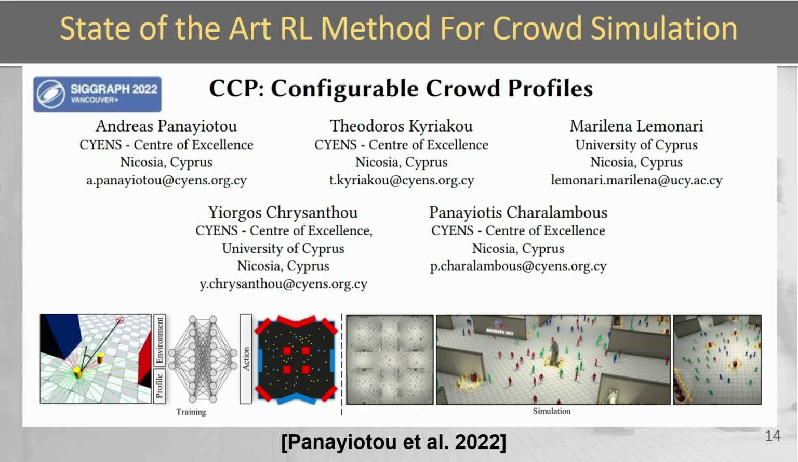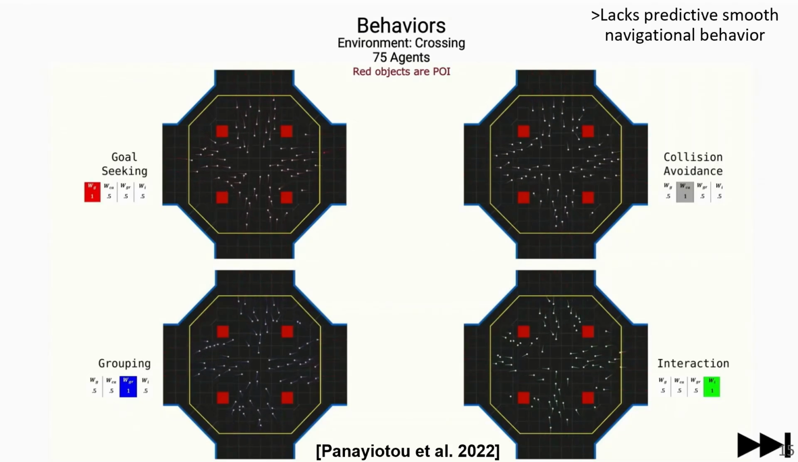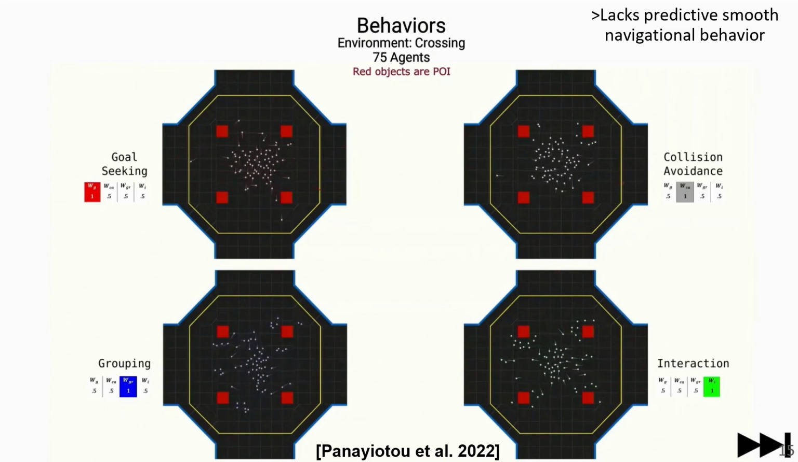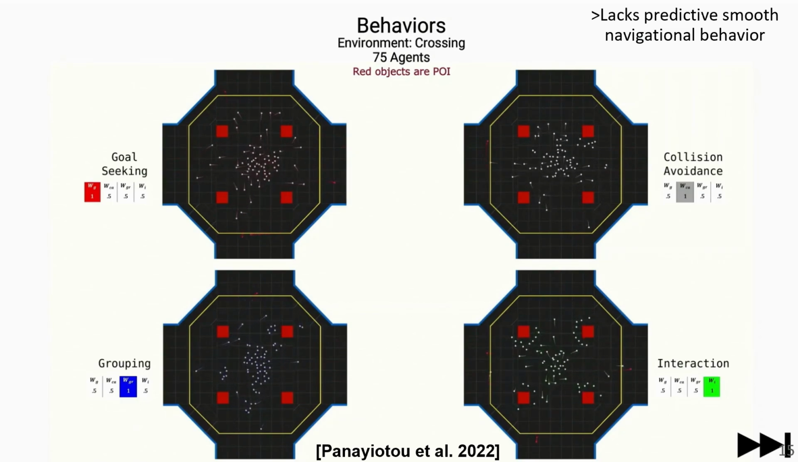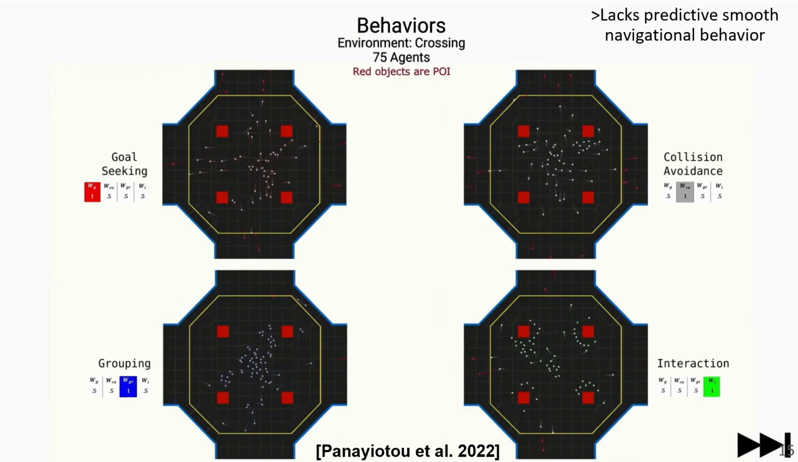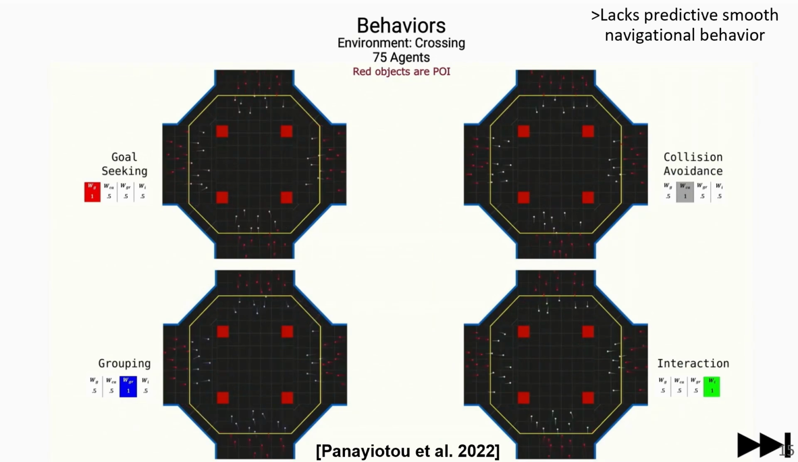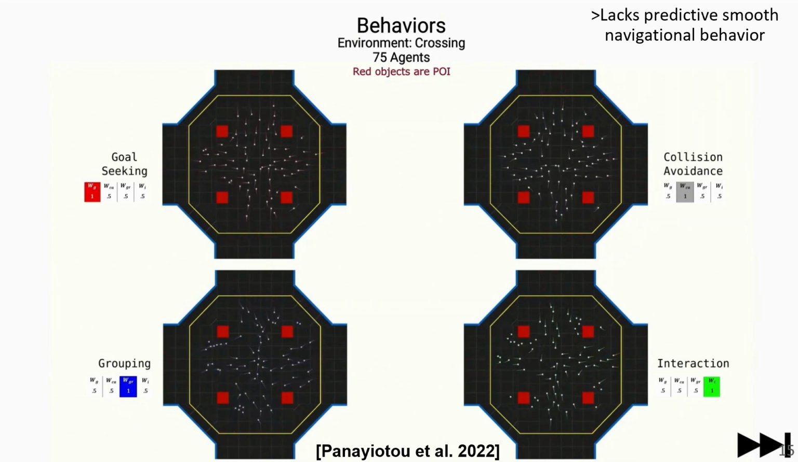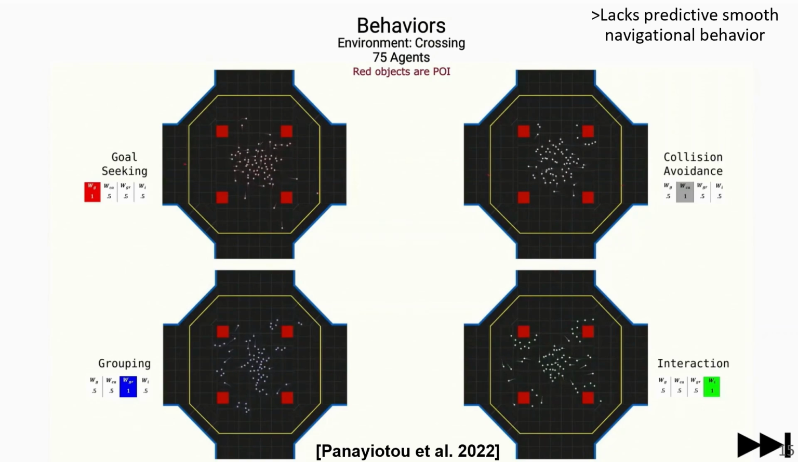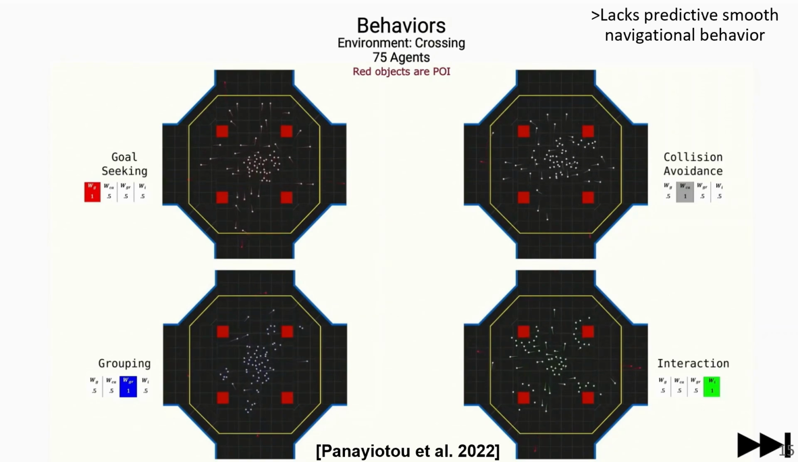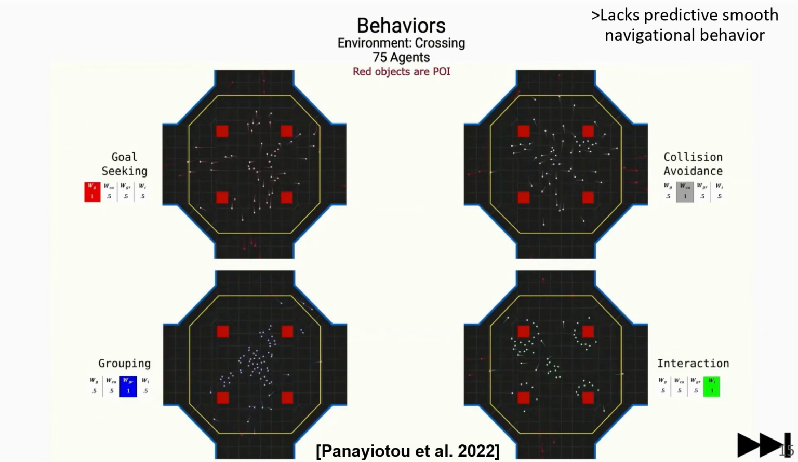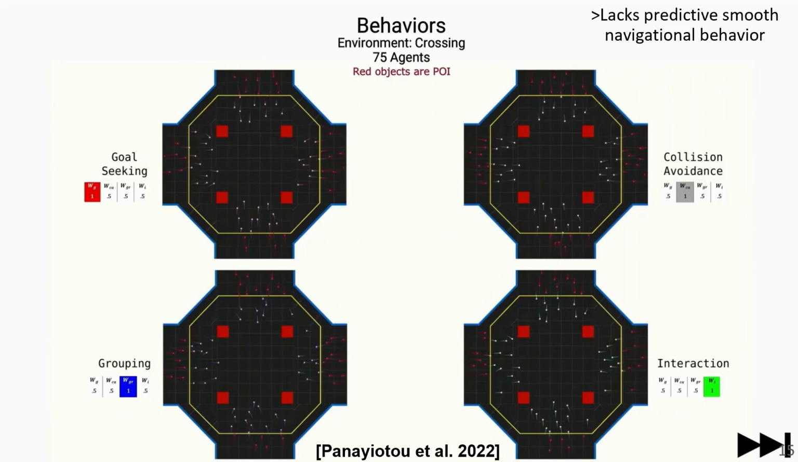Also, Configurable Crowd Profiles is another state-of-the-art reinforcement learning method, where the authors design a dynamic reward function which can be changed during the training. But in their method also, we can see in the case of goal seeking and collision avoidance, the agents' avoidance behavior is not as smooth as expected. They kind of wait and then resolve the collision eventually.